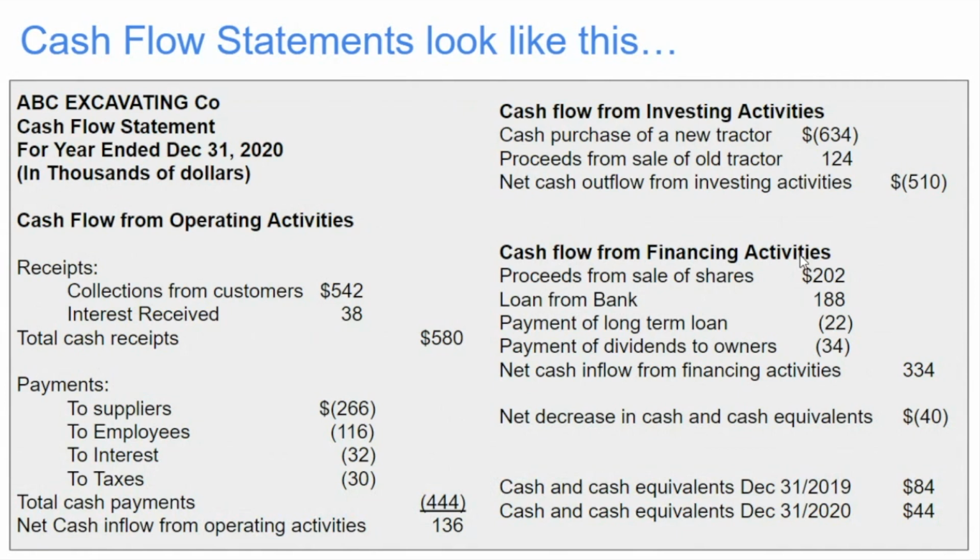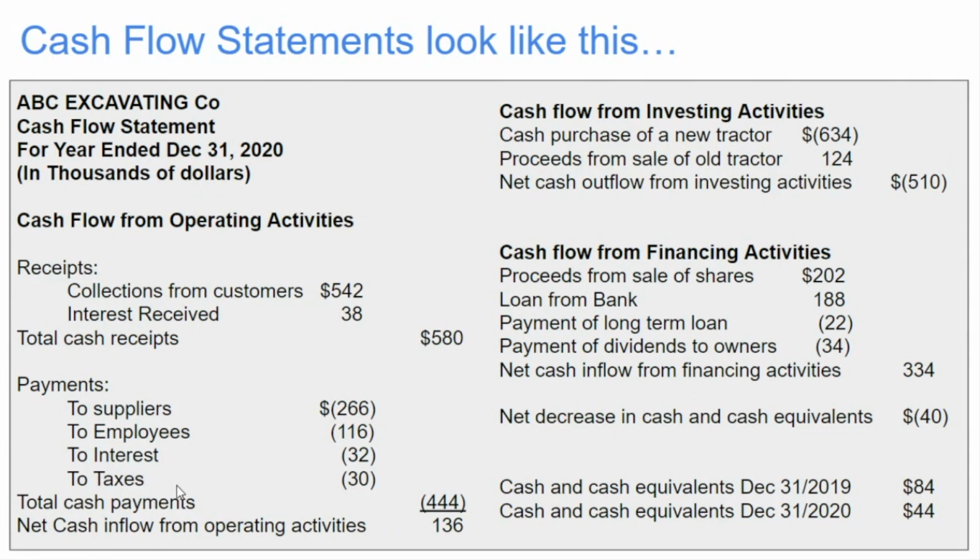The first one, operating activities, are the normal operations of the business. So if your business is a machine shop and you're doing machining work, that revenue that comes in from that or the expenses related to that are what are called operating. And the cash relative to operations would be reflected here. So here's an example, cash from operating activities, receipts of money coming in, collections from customers, interest received. These are normal operating activities of business. Total cash receipts, $580. That's money that came in.